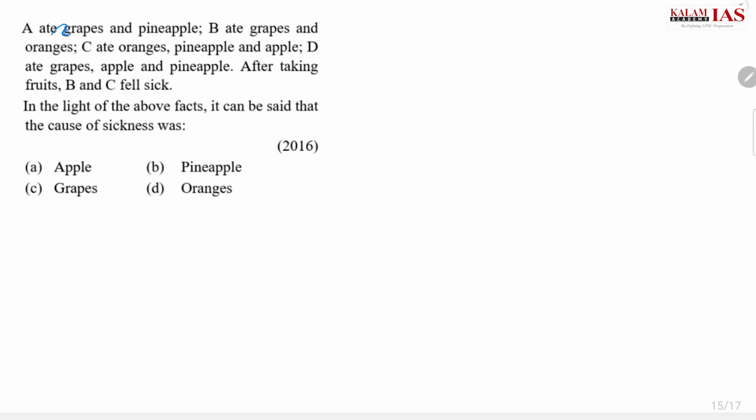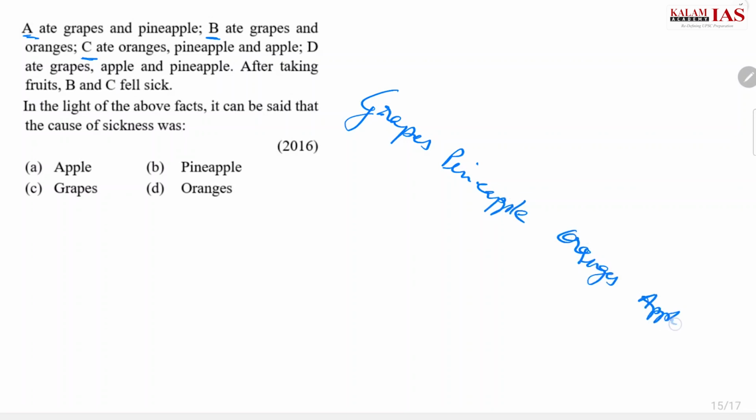It is given A ate grapes. There is person A, person B, person C, and person D. So let's just write them simply. No, let's do it in the reverse way, because we have to find after eating which of these fruits these people have fallen sick. So we have grapes, pineapple, oranges, apple.